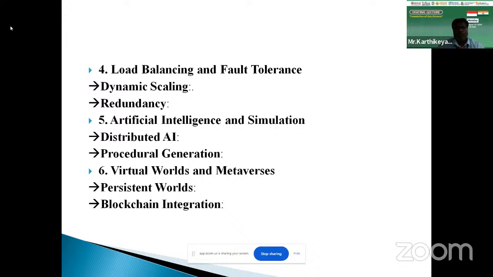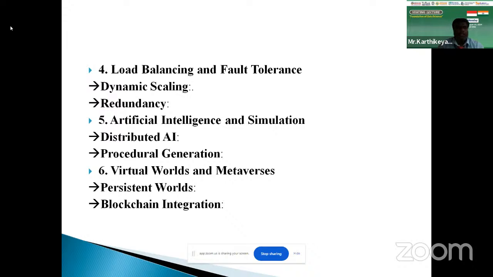And next one, virtual world metaverses. This is going to follow persistent worlds and blockchain integration. A persistent world is a shared environment where users can interact in real time. This involves managing users' data, interaction, and the world state across distributed servers.